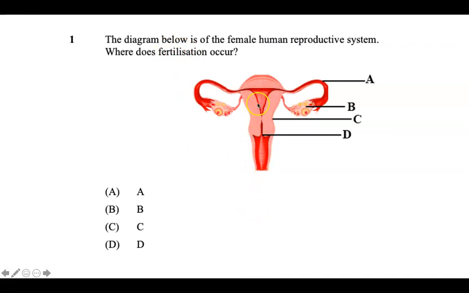The sperm is going to travel down the fallopian tubes here at the same time as the egg is going to travel down the fallopian tube. And so fertilization is actually going to occur in the fallopian tube before that zygote then moves down and gets implanted in the uterus. So the answer we're looking for here was answer A.